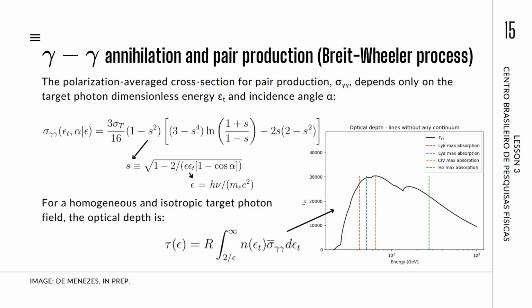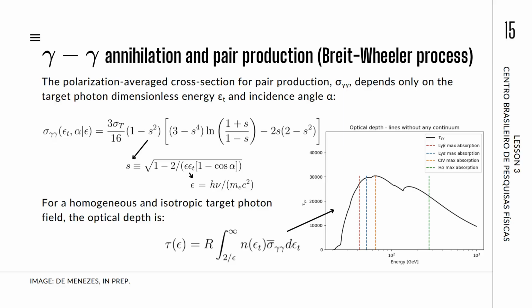This is the gamma interaction cross-section, averaged over polarization. So it depends on the Thomson cross-section and on this s parameter. s is given by this, and epsilon is given by this. Epsilon is the non-dimensional energy of the photons.